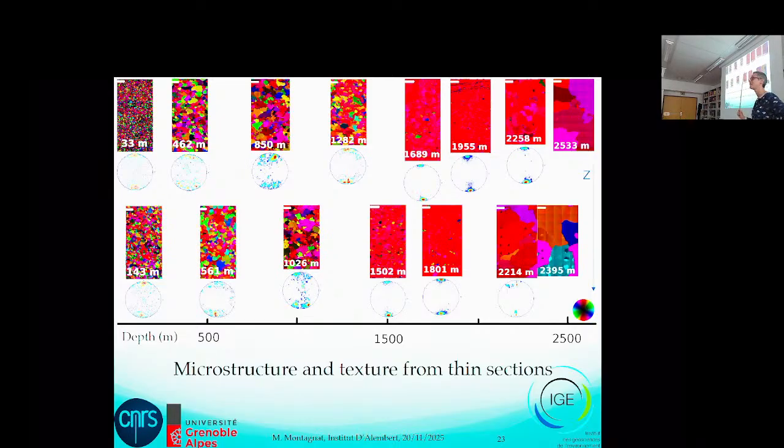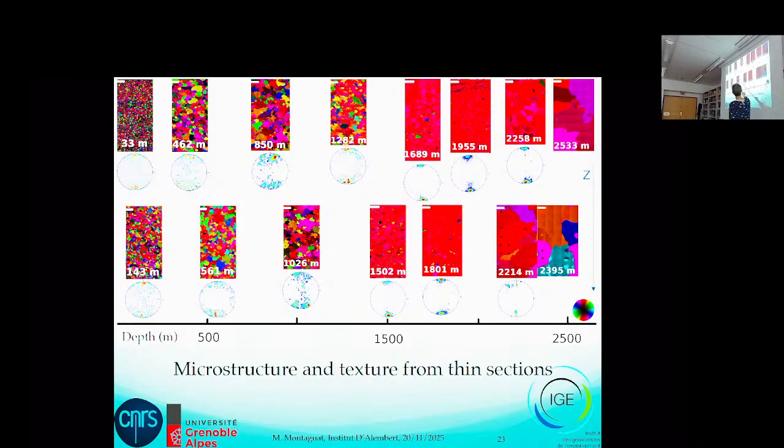Okay, here part of the answer to the questions that I've just had. So then all over the core, so here at Nîmes, we went down to a little more than 2,500 meters. We can see the evolution of the microstructure, so crystal size and shape somehow, and the evolution of the crystallographic preferred orientation. So what we can observe here, we are at 33 meters, we are still in the firn, so there are still some bubbles, it's quite a porous material. And then the deeper we go, the less bubble we see, the crystals are growing and getting a texture that is more and more anisotropic.